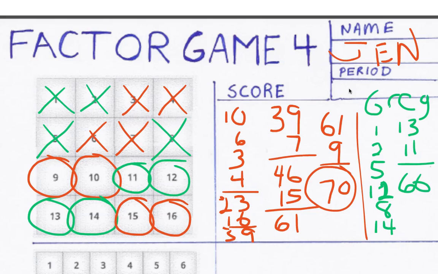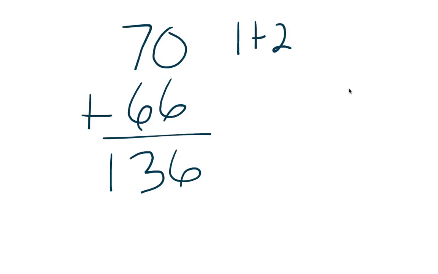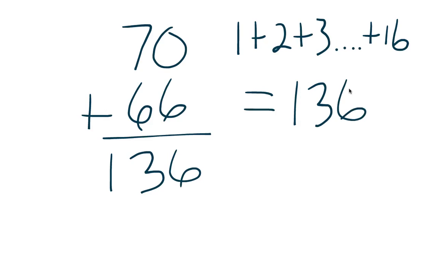numbers, you get 66. Now, when you play, I want you to add the 2 scores together and make sure they add up to 136. Because 1 through 16 all add up to 136, and that's a way to double check that you've done it correctly. So add the 2 scores up together, and they should add up to a sum of 136. So Jen won that one 70 to 66.